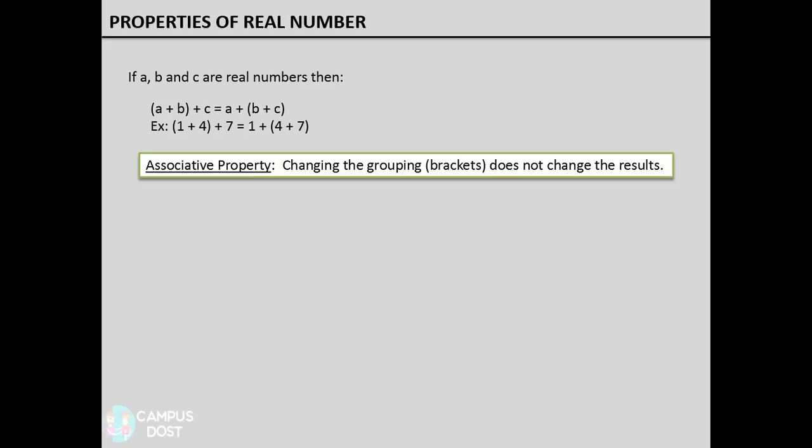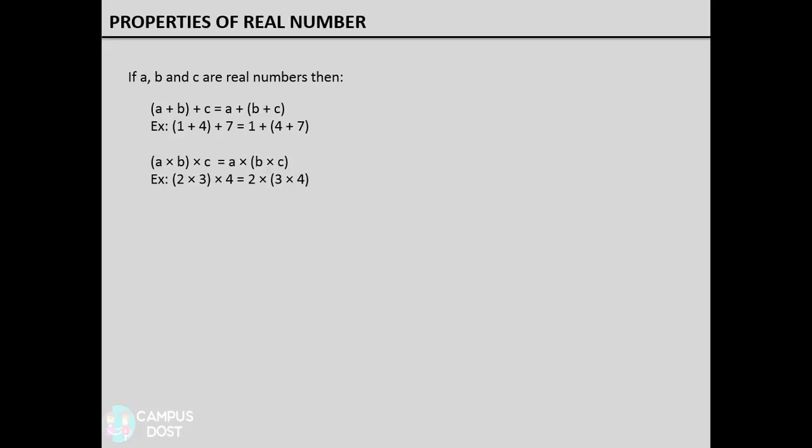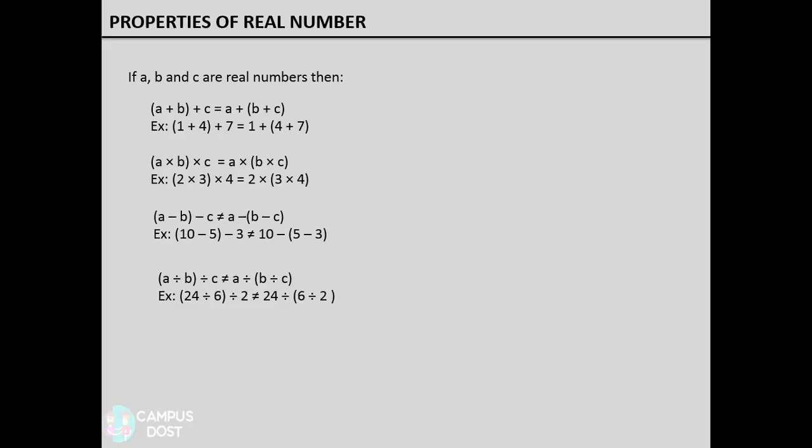Given this definition, we can see that multiplication is also associative. For example, if we take the product of 2 and 3 and then multiply that by 4, the result is the same as multiplying 2 by the product of 3 and 4. Now, subtraction on the other hand is not associative, since changing the brackets changes the result. The following example demonstrates this. Similarly, division is not associative, as demonstrated in this example.